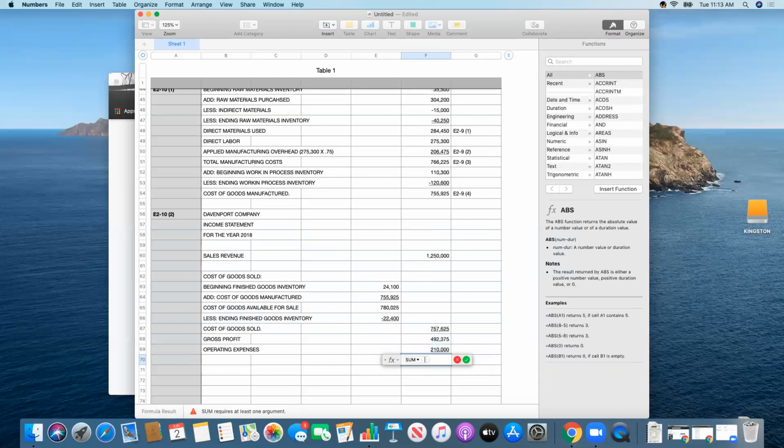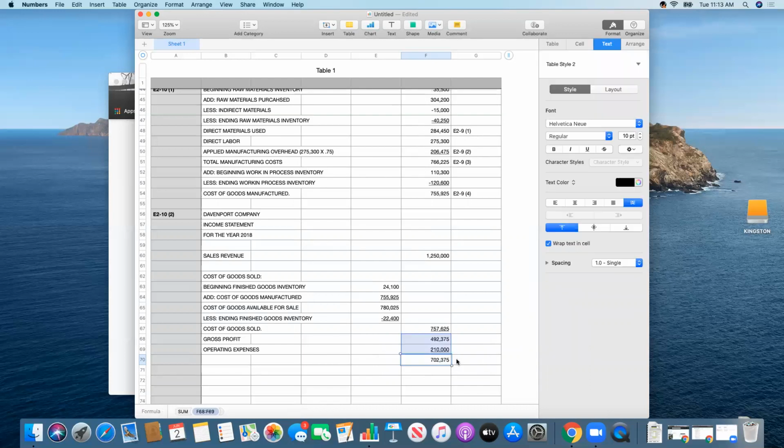Sorry, I'm still learning my way with this. The number actually comes out to 282,375. And that is net operating income, right? Or income from operations.